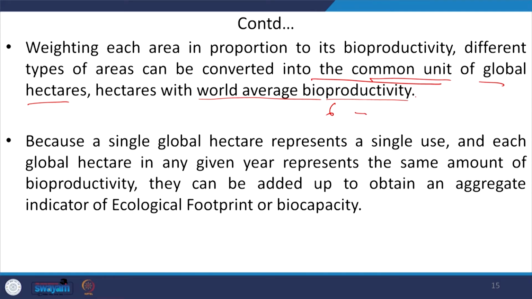So, another assumption is that a single global hectare represents a single use, and each global hectare in a given year represents the same amount of bioproductivity, so they can be added up. So, the global hectares for the forest land can be added up with the global hectares for the cropland, with all other parameters that we have taken into account. So, summing up is possible across all these systems and across all time.